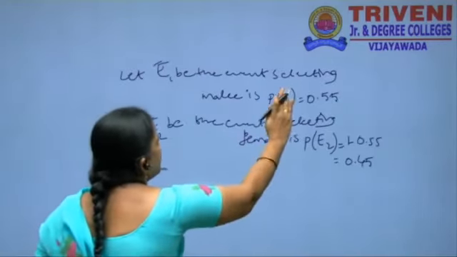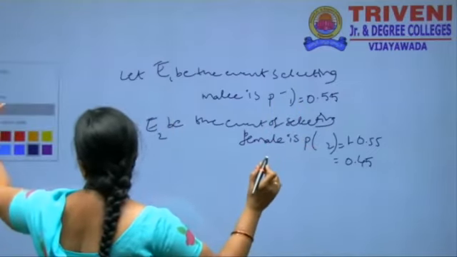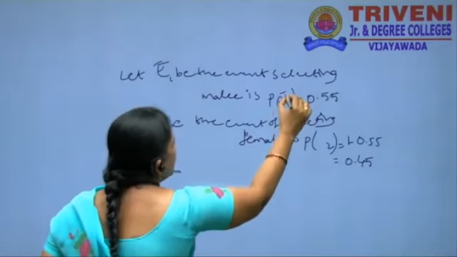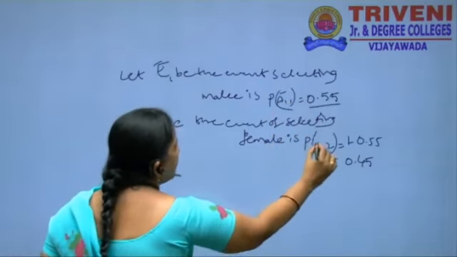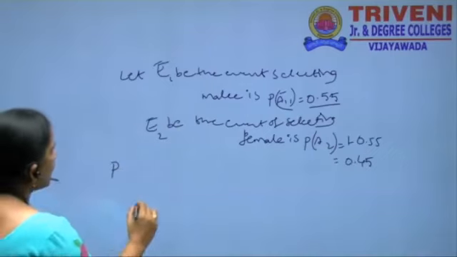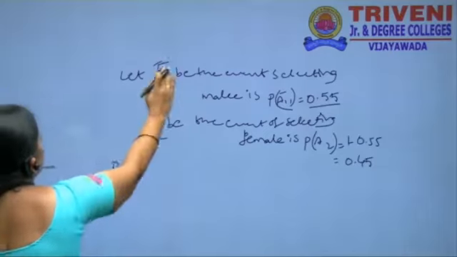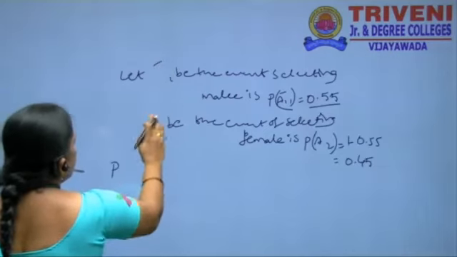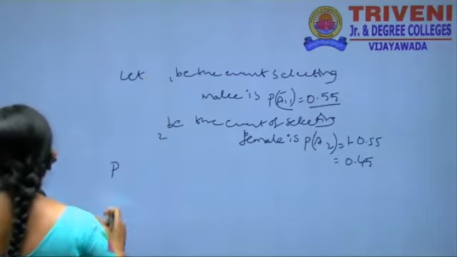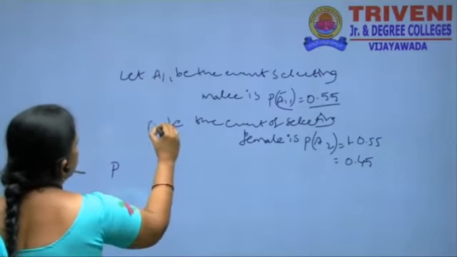P of A1 is 0.55. P of A2 is 0.45. Here also we have to take A1 and A2.